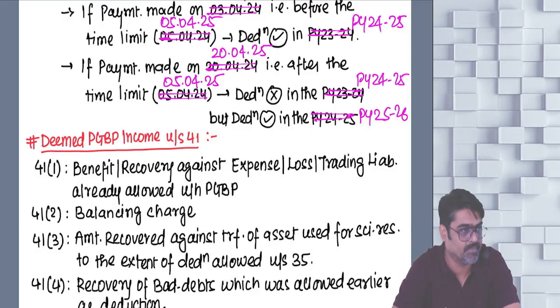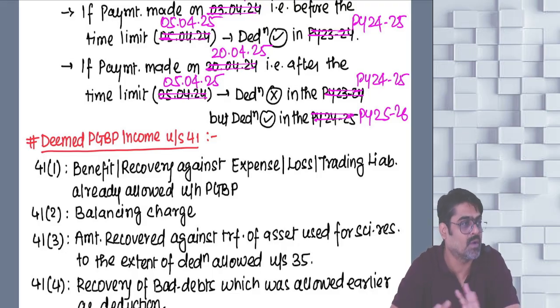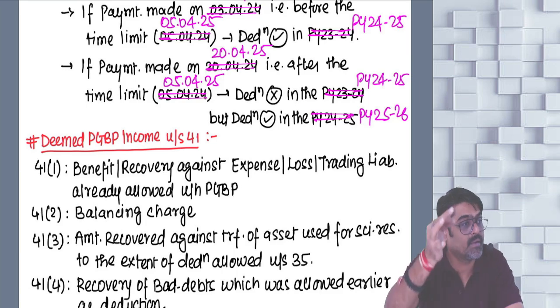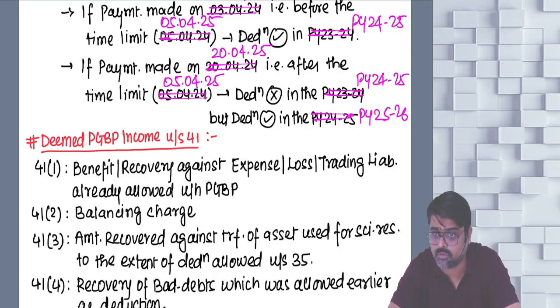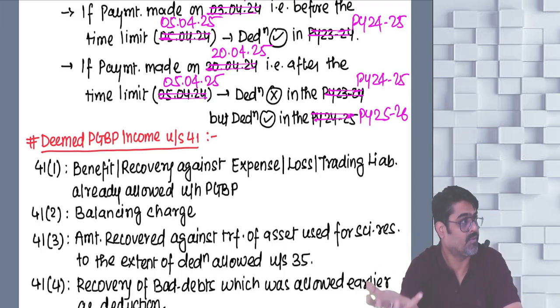Best example. There was some stock lying in your godown, 50 lakhs. All of a sudden, it caught fire. 50 lakh worth of stock lost by fire. Is it your loss? So this loss will be allowed as a deduction. In the course of business or profession, this loss happened. 50 lakh stock was lost by fire. So you will take the deduction of this 50 lakhs.